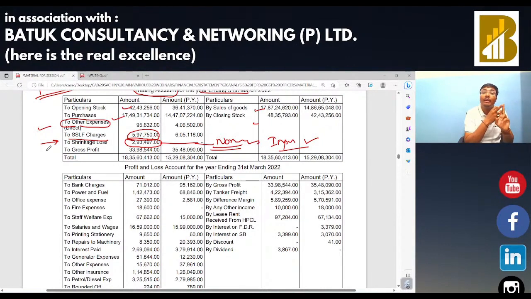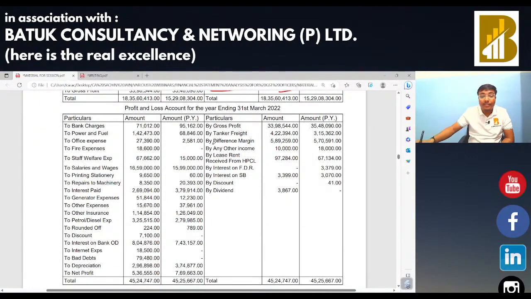If the loss is normal in nature, in that case input tax credit is allowed. But if the expenditure is abnormal in nature, in that case input tax credit is not allowed. So we need to check the same. This is a new thing. I am always saying that on account of normal expenditure input is allowed, on account of abnormal expenditure input is not allowed. You need to reverse the same.